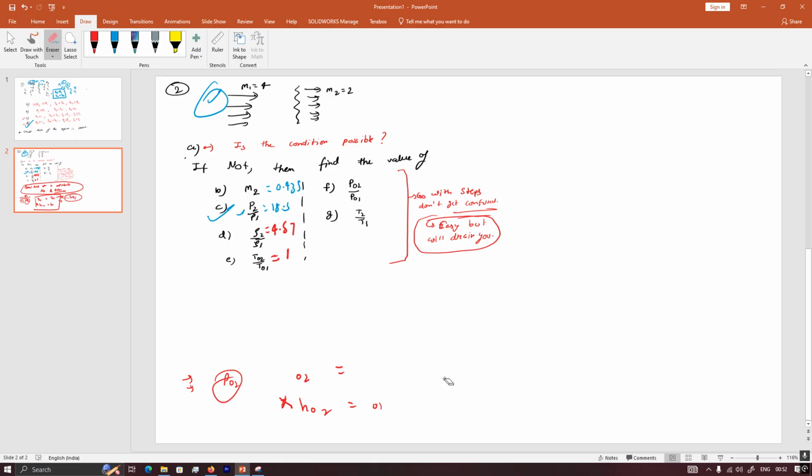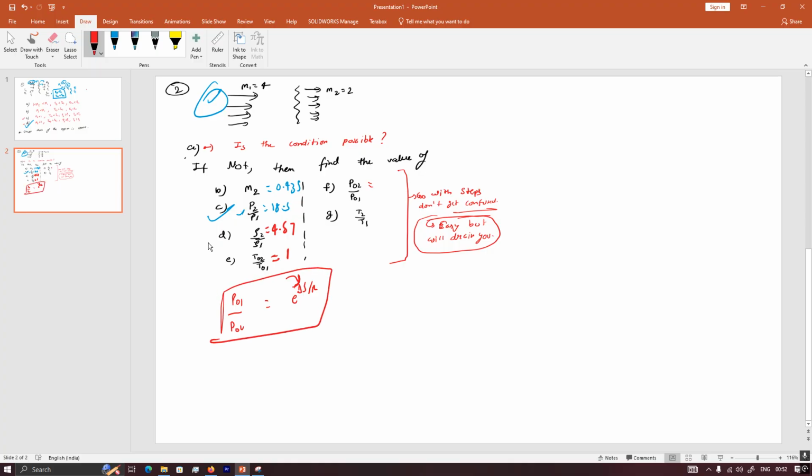Now we have to see this thing. So P naught 2 by P naught 1, what will it come? You might be thinking of the formula P naught 1 by P naught 2 equal to e to the power del S by R. But we don't know del S, so we can't use this formula. If del S was given, you can directly inverse this thing and you could have got the answer, but right now del S is not given.